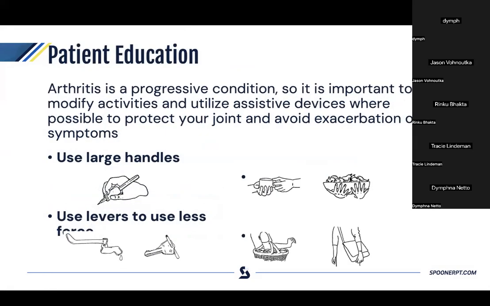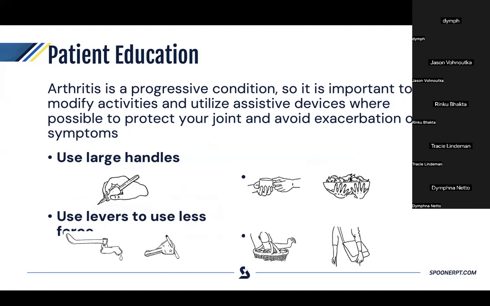Okay, so because it is a progressive condition, the best thing that you can do for your hands is try to modify the environment around you to reduce the stress that you're putting on your hands day to day. There are a lot of different ways that we can do this, and I have a lot of equipment over here that I'm going to pass around so you can see as we go through. The first one is, when possible, trying to use larger handles. When we're using smaller handles, it puts more stress on that joint. You're more likely to subluxate that MP joint forward.